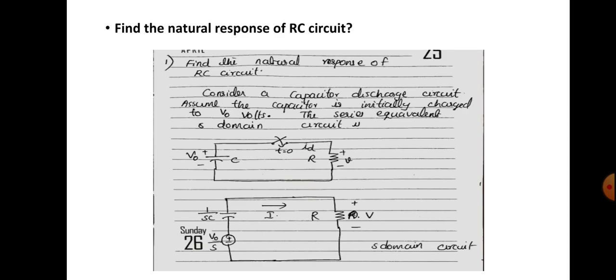Here you can see that there are no other independent sources in this circuit, and the current flow is due to the stored charge in the capacitor. So that's all about this topic.